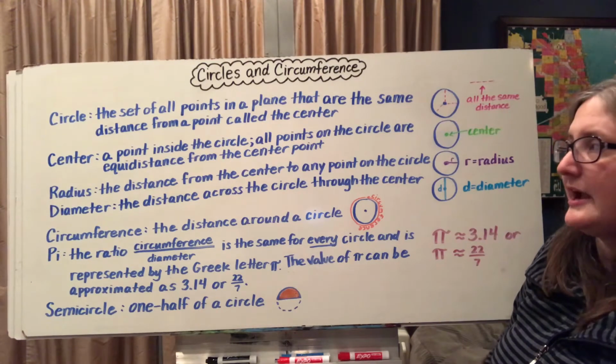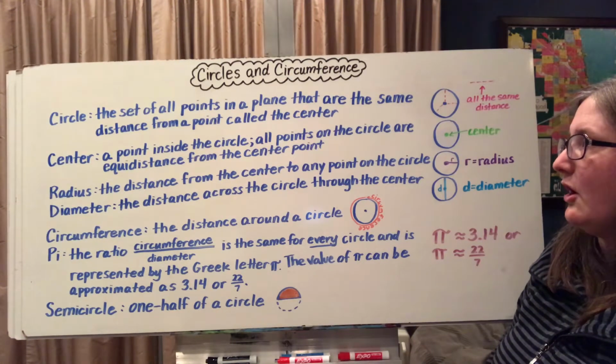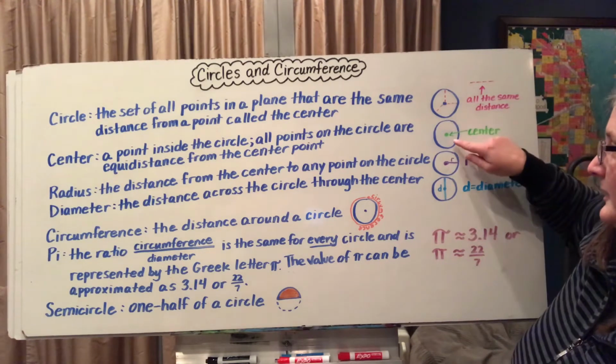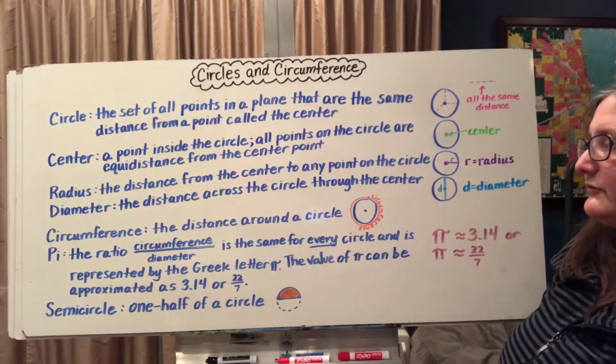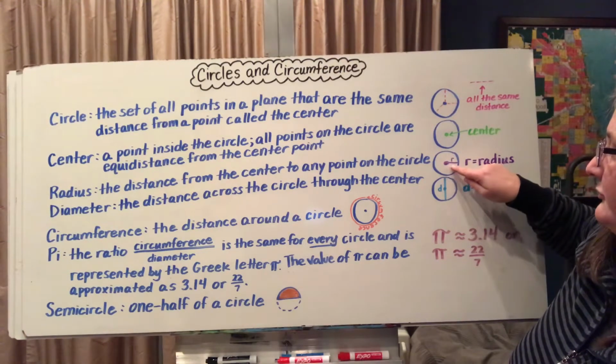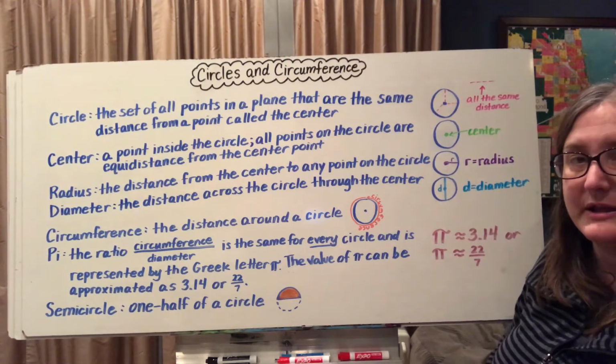The center is defined as a point inside the circle where all points on the circle are equal distance from that center point. The radius is the distance from the center to any point on the circle. So if I drew a line from the center to an edge, that is a radius.